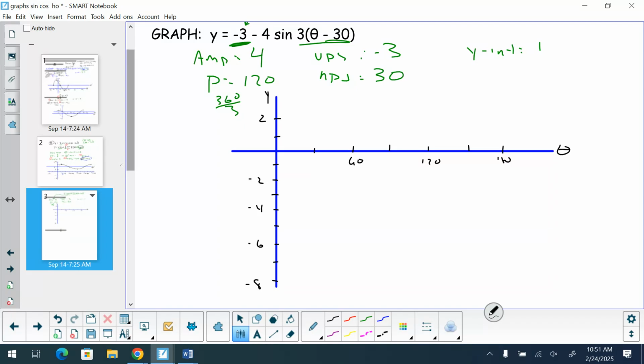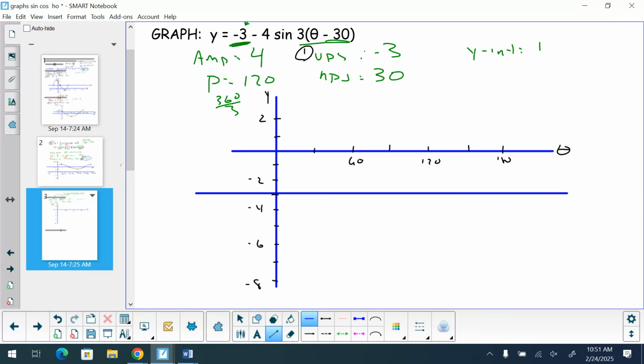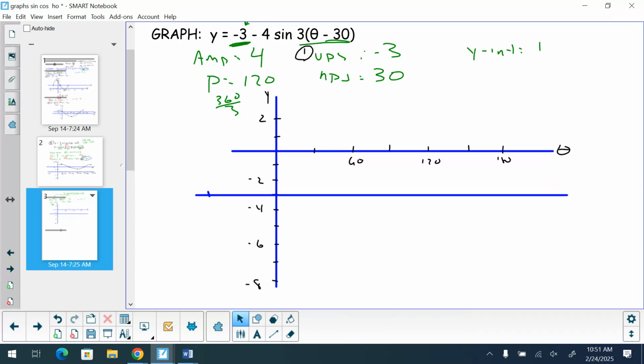Okay, first thing we draw in, draw on your prime axis the vertical phase shift. Once again, these cues are not going to change. Theta start value and our trig function. At 30, trig function sine, we start on the prime axis.